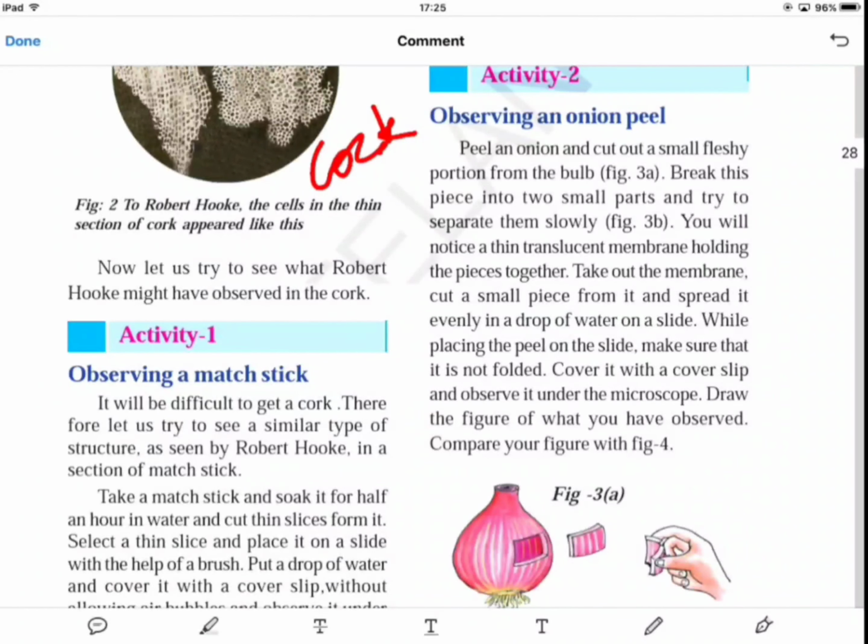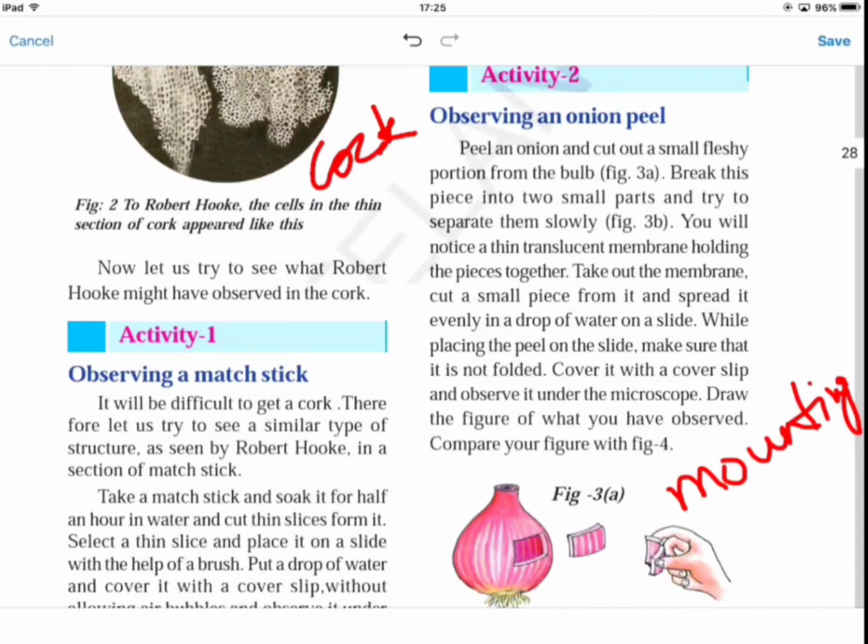So if you take a piece of matchstick and soak it in water for half an hour to 45 minutes, then it becomes soft. Now you take out the pieces of the soaked matchstick and put them under the magnifying lens, or else you can see them in the microscope. Do you know what mounting is? It is a part of making a slide to be observed under the microscope.